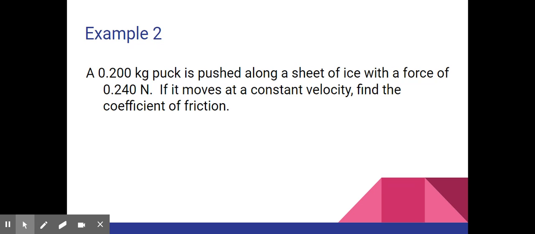We have another example. A 0.2 kilogram puck is pushed along a sheet of ice with a force of 0.24 newtons. If it moves at a constant velocity, find the coefficient of friction. So remember, the constant velocity means balanced forces. Okay, so that would mean your frictional force is equal to your applied force, that push. Okay, so that should help you solve that problem.